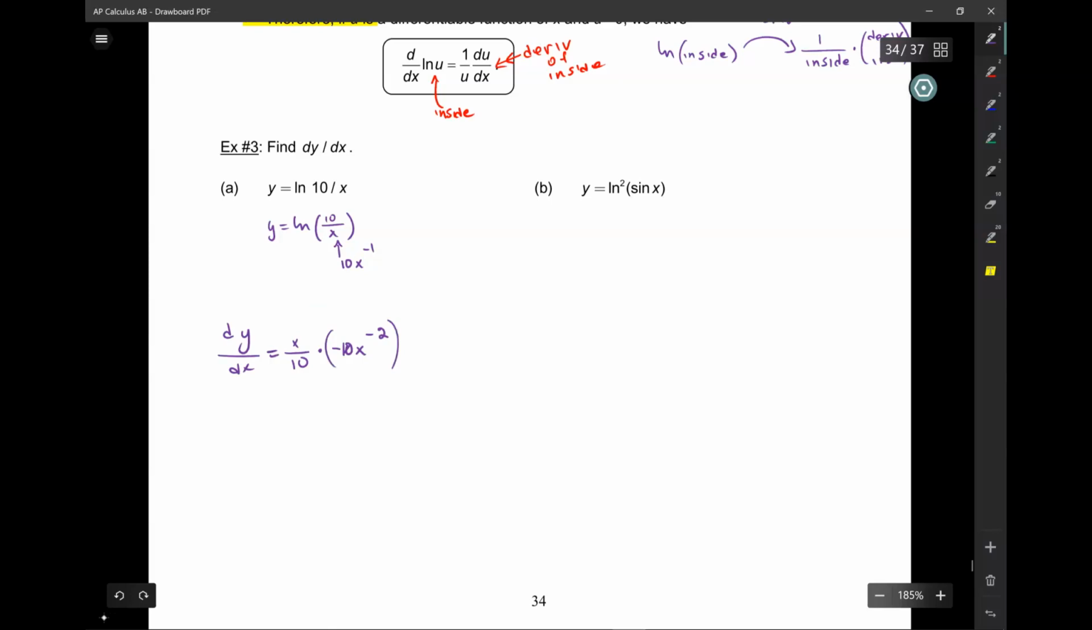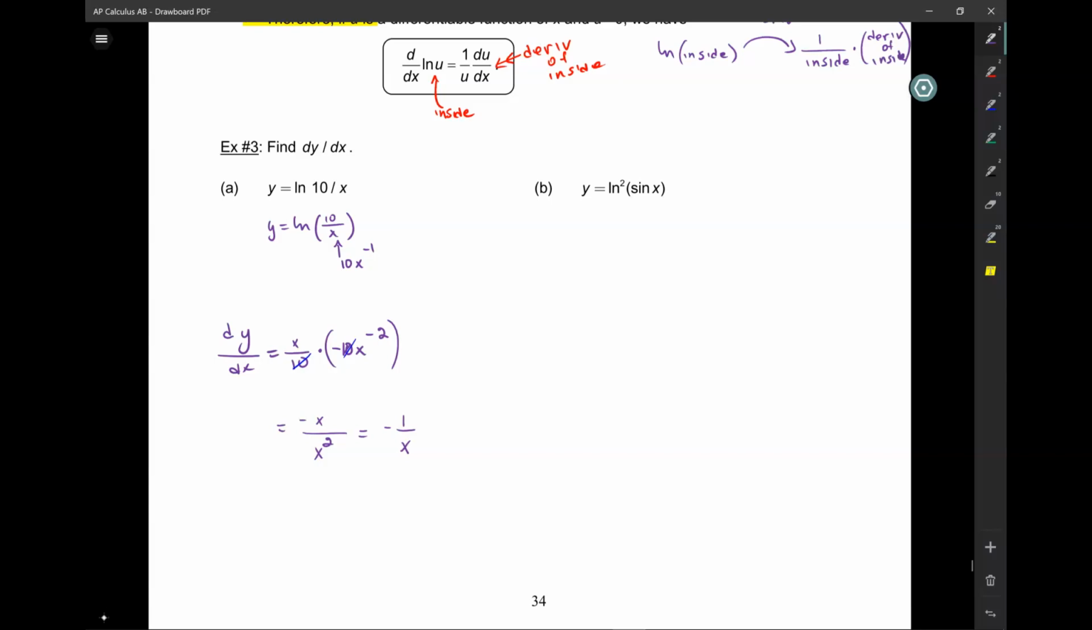So the 10 cancels with the 10. So what do I have? Negative x over x squared, negative 1 over x. Okay?